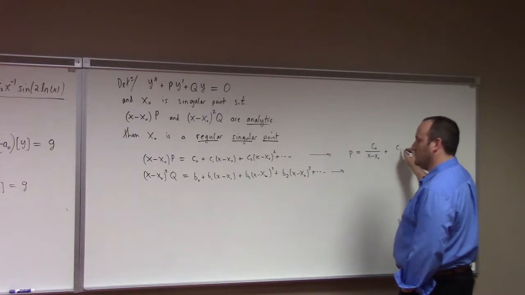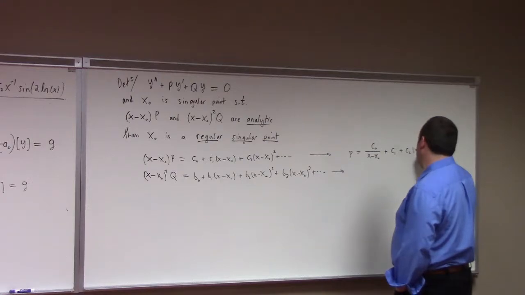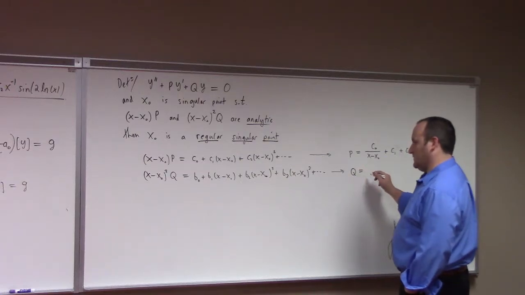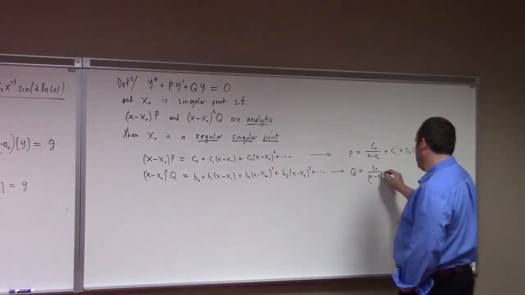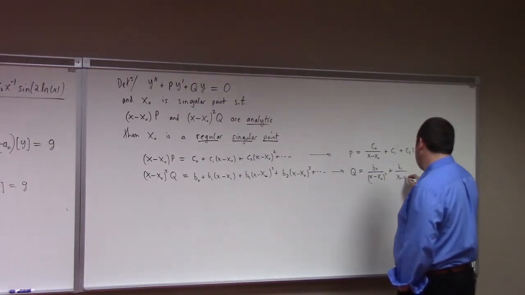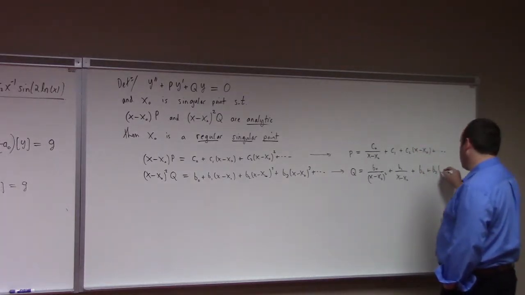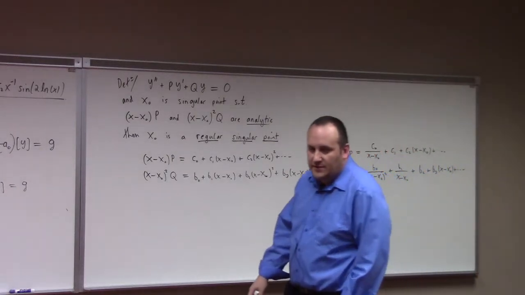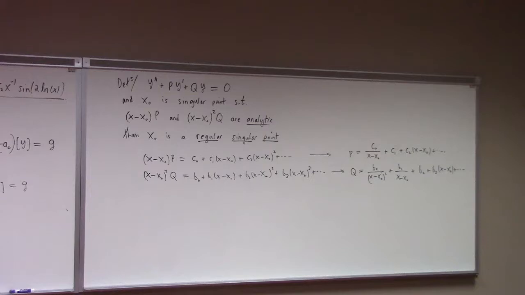plus c1 plus c2 x minus x naught, and q is looking something like b naught over x minus x naught squared plus b1 over x minus x naught plus b2 plus b3 x minus x naught. So if it's a regular singular point, that means that P and Q don't have power series expansions, but they do have some kind of expansion like I just wrote.